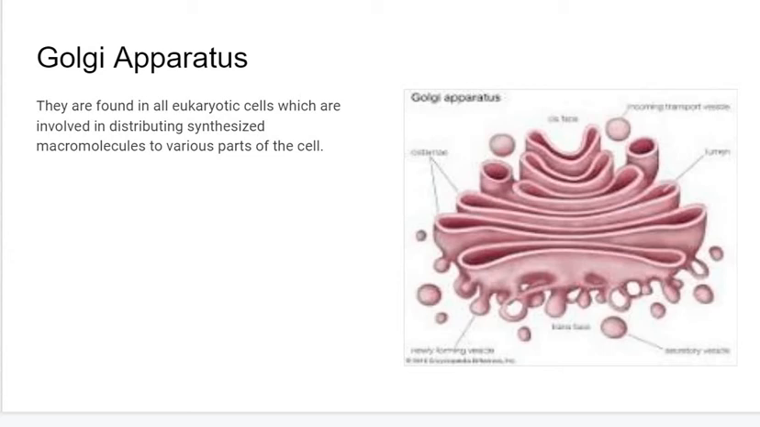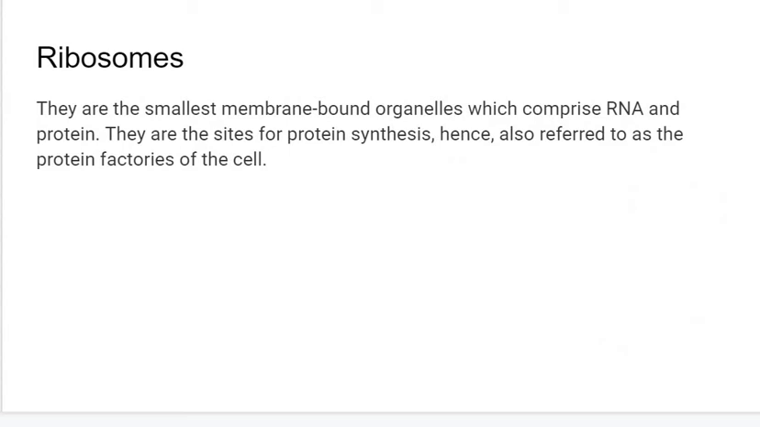The Golgi apparatus, I'll tell you about that right now. They're found in all eukaryotic cells, and are involved in distributing synthesized macromolecules to various parts of these cells. Now I'll tell you about ribosomes. They're the smallest membrane-bound organelles, composed of RNA and protein. They are sites for protein synthesis, hence also referred to as the protein factories of the cell.